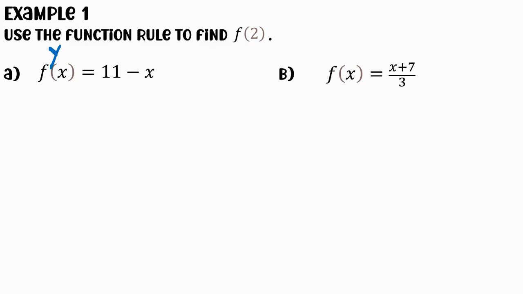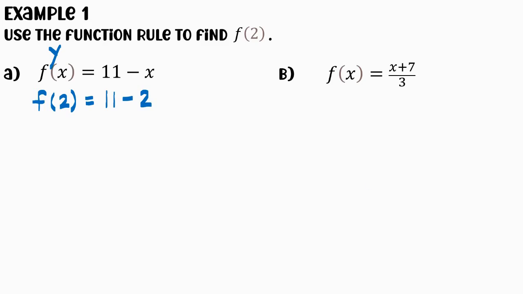Okay, so we want to find f of 2. So that 2 is our x value. So in our function rule, I'm going to replace every x with a 2. So I've got f of 2 equals, and then I'm going to copy down the rest of the equation. So 11 minus, and then instead of x, I'm going to put 2. So again, whatever number is in the parentheses, we replace x with that number.